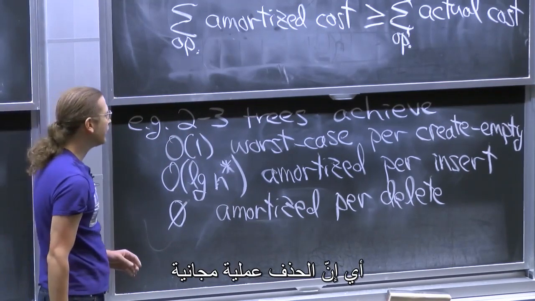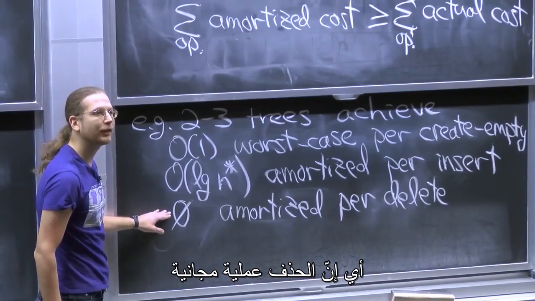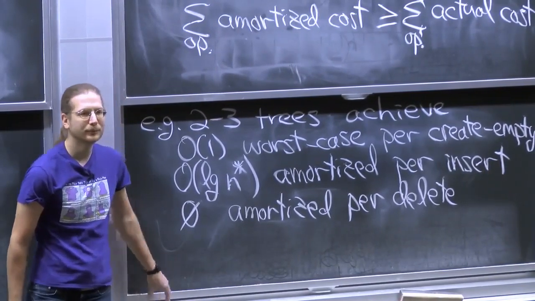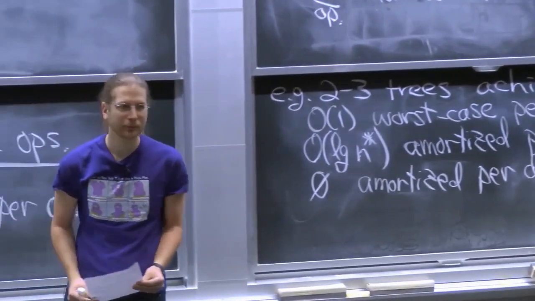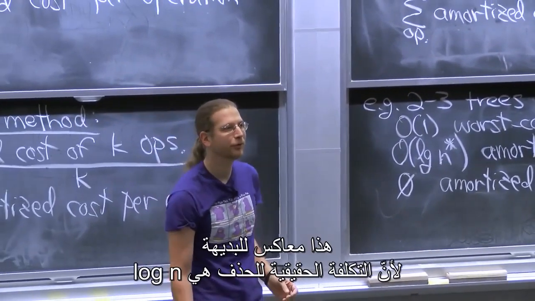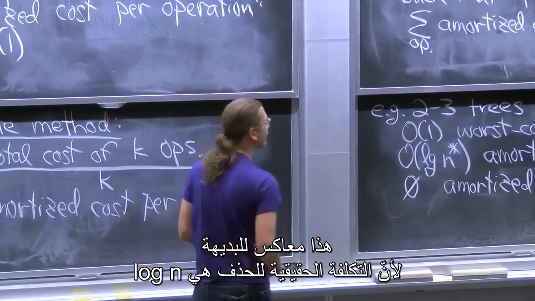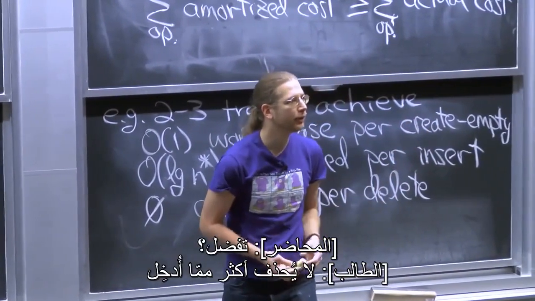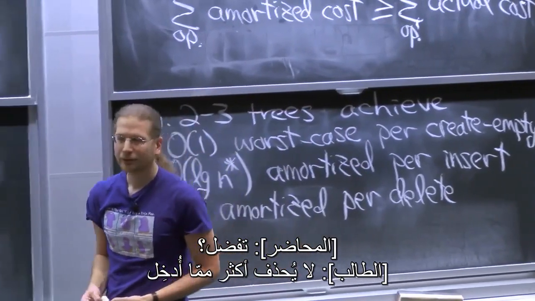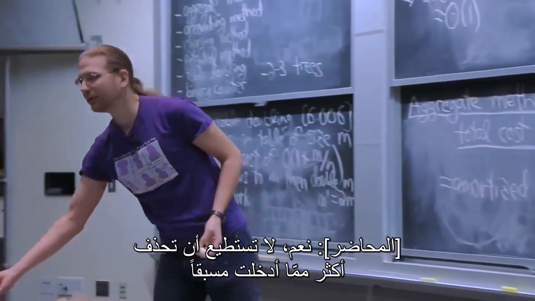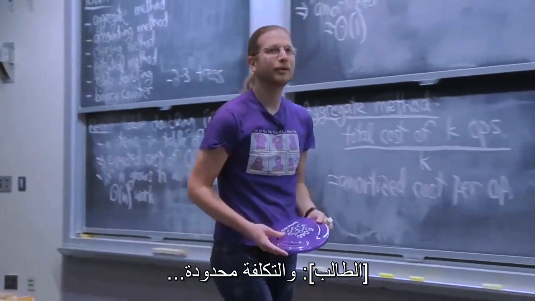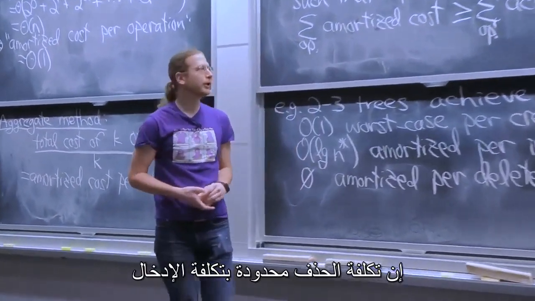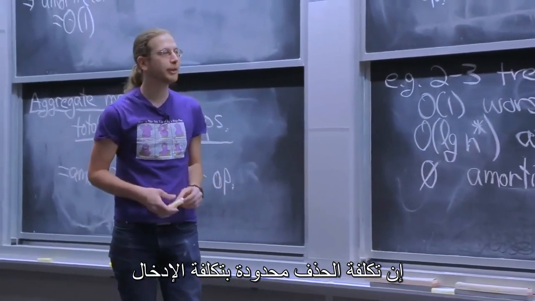So deletion you can think of as a free operation. Why? This is a bit counterintuitive because, of course, in reality, the actual cost of a deletion is going to be log n. Yeah? You can never delete more elements than you've already inserted. Good. You can count the cost of deletion as the insertion. Yeah. So I can bound the deletion cost by the insertion cost.